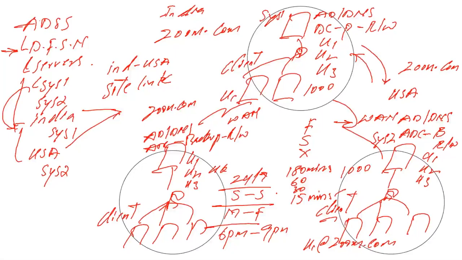But in the lab, in the class today, my system 2 is not an ADC. System 2 is a workgroup machine. So without the backup server, first we'll complete this configuration in DC. Then we'll add the backup server to my DC. This configuration in DC is possible with or without the backup server. So please write down.